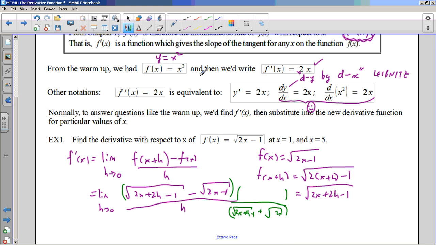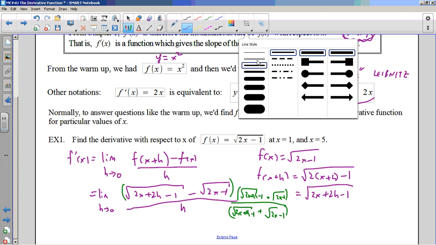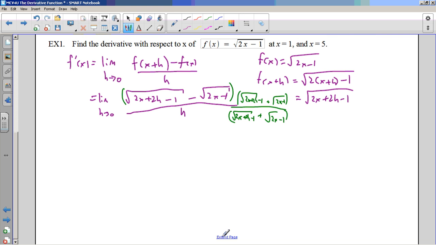You get the idea, I hope, but I'm going to try and clean this up a little bit. And this is the same, right? This is 2x plus 2h minus 1, and this is 2x minus 1. And then I multiply, and right, the middle terms cancel out. On the bottom, I get h.